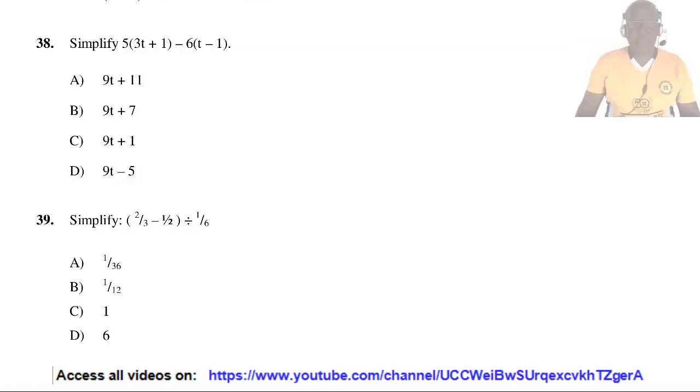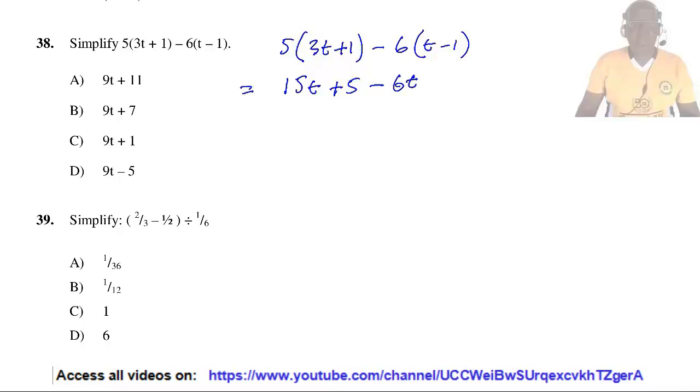Question 38. Simplify 5 times into brackets 3t plus 1 minus 6 times into brackets t minus 1. That is 5 times into brackets 3t plus 1 minus 6 times into brackets t minus 1. This is equal to 5 times 3t, which I get 15t. 5 times plus 1 is 5. Minus 6 times t is 6t, and minus 6 times minus 1 is plus 6. Now we shall group like terms. 15t minus 6t plus 5 plus 6. This equals 9t plus 11. So the answer is A.